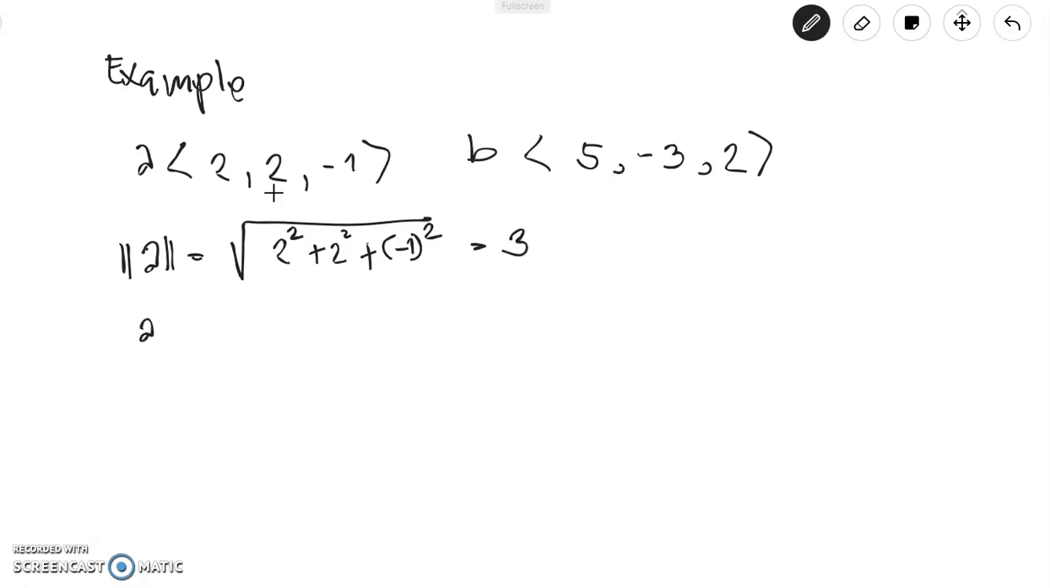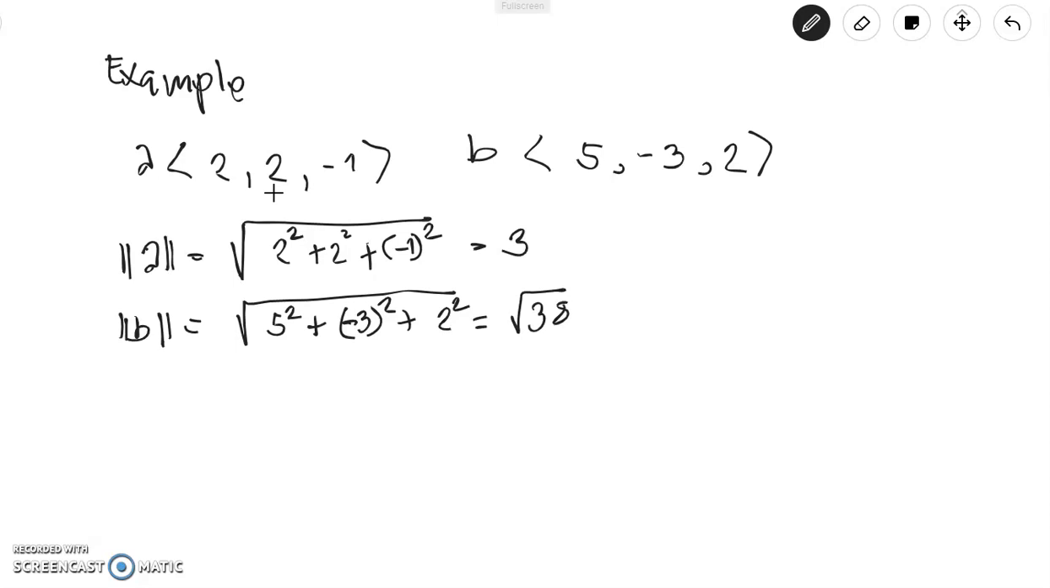And then the magnitude of B is equal to the square root of 5 squared plus negative 3 squared plus 2 squared, that is 25 plus 9 is 34, and plus 4 we get the square root of 38.